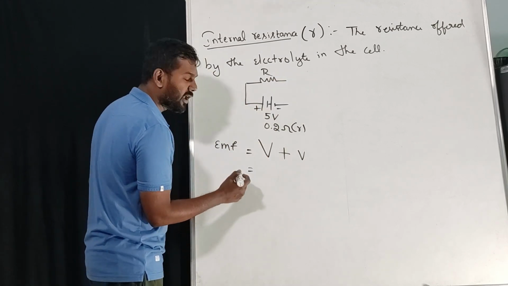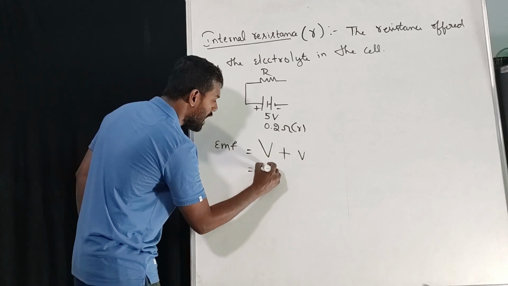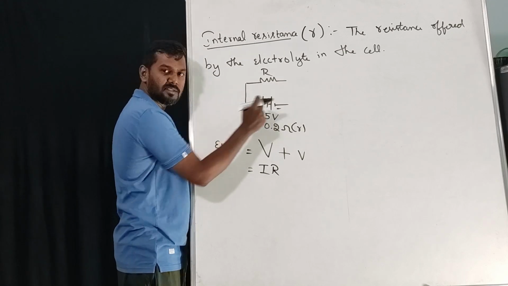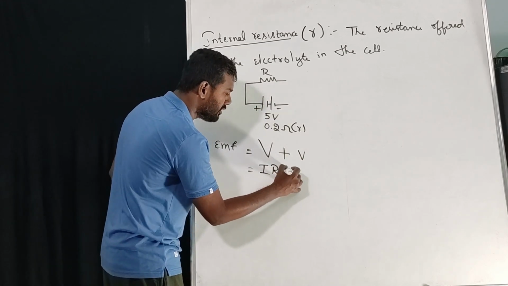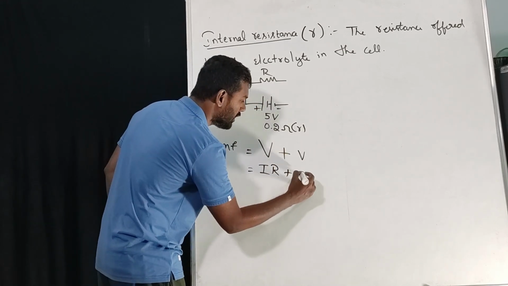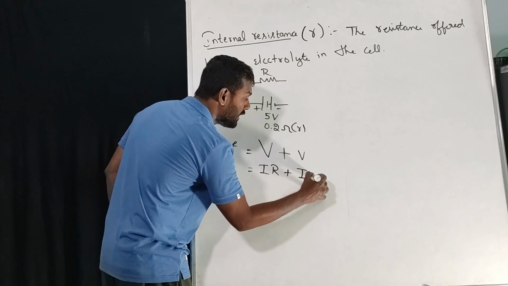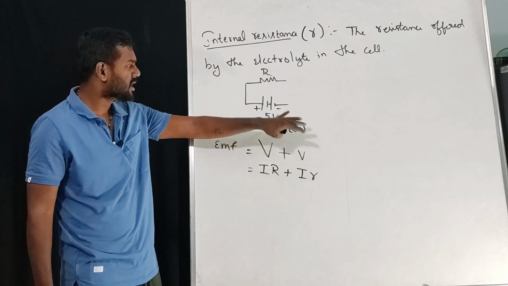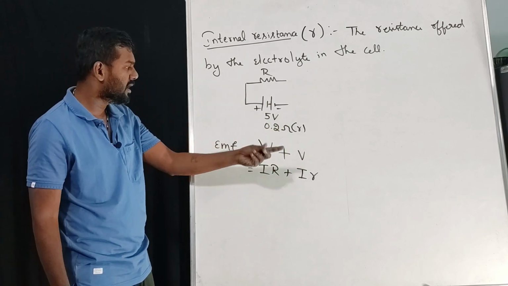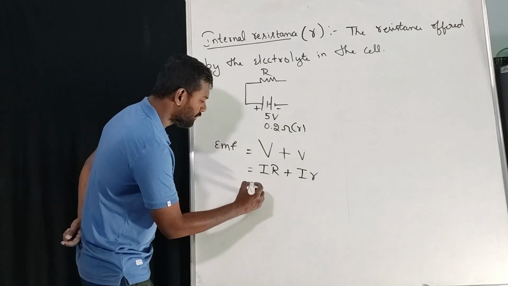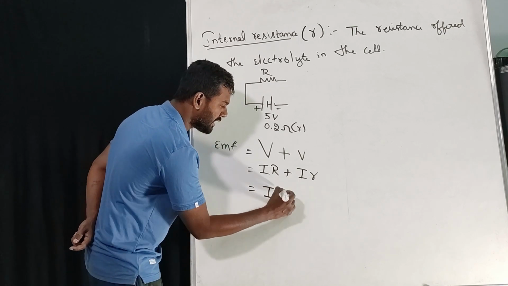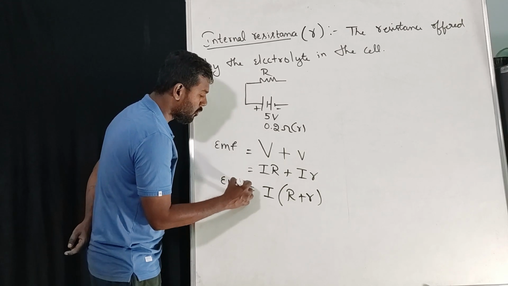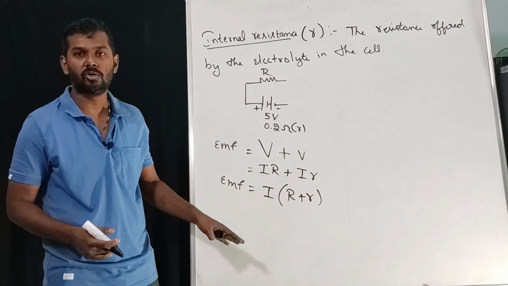So how can we find the value of terminal voltage? IR, current into the external resistance. How can we find the value of voltage drop? That is nothing but current into internal resistance. Because of the internal resistance there will be a loss in voltage, and that loss in voltage is the voltage drop. So I we can take as common, R plus r. This is one of the formulas we are going to use in numericals.